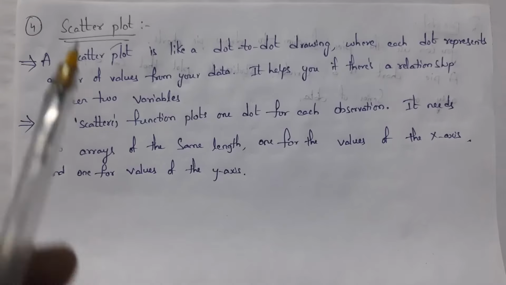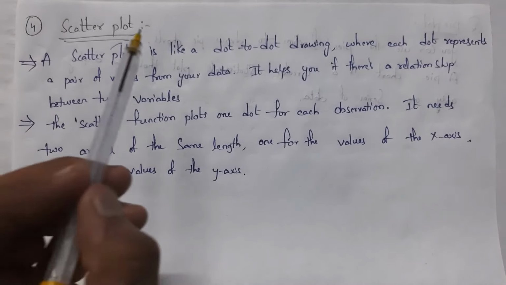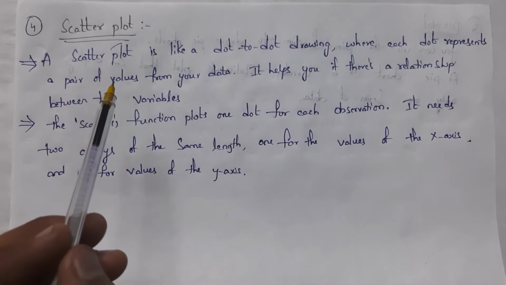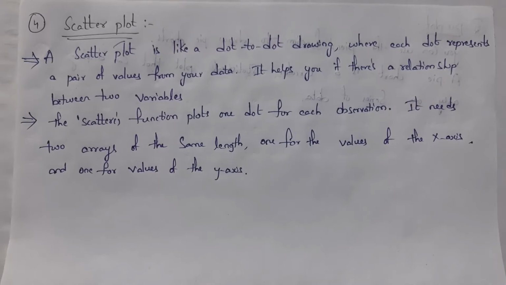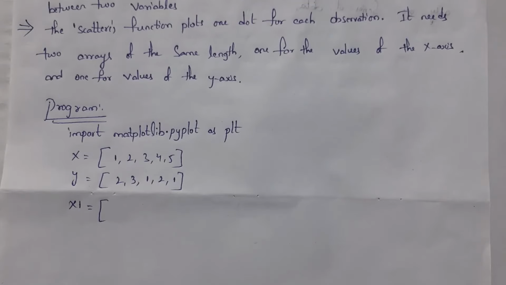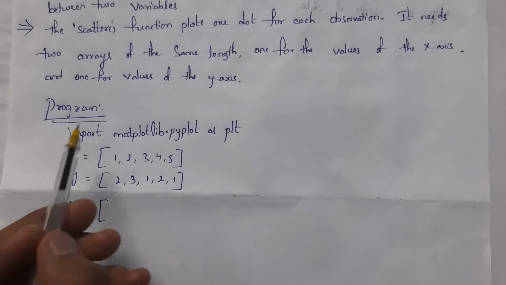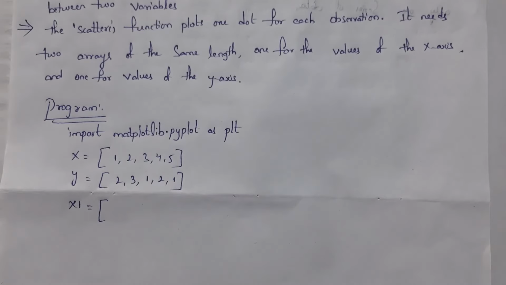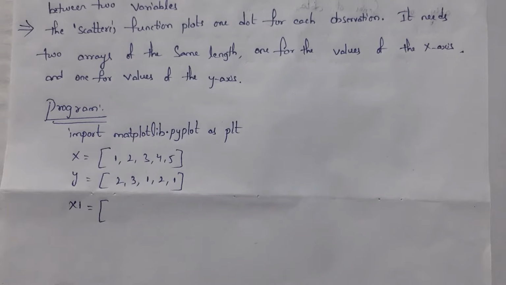Next I will explain what is scatter plot. A scatter plot is like a dot to dot drawing where each dot represents a pair of values from your data. Guys, I will give an example so that you can clearly understand this definition. And in order to draw scatter plot, you have to use scatter function. At first you need to import Matplotlib. So write import matplotlib dot pyplot as plt. And next take x-axis and y-axis. By taking x-axis and y-axis, it will create dot.